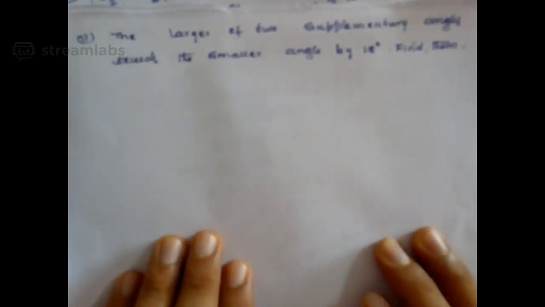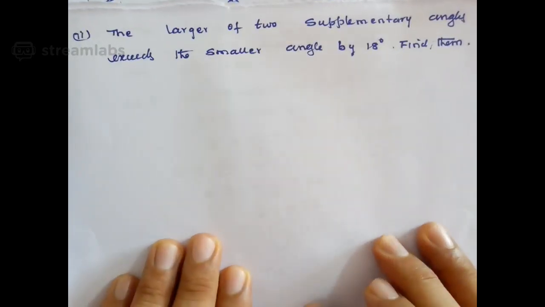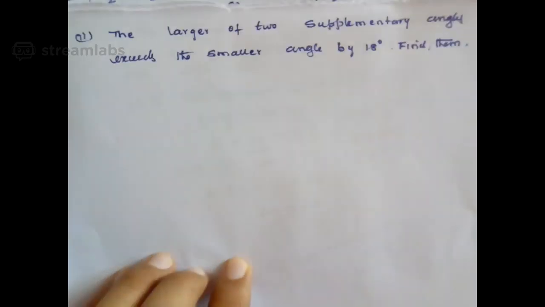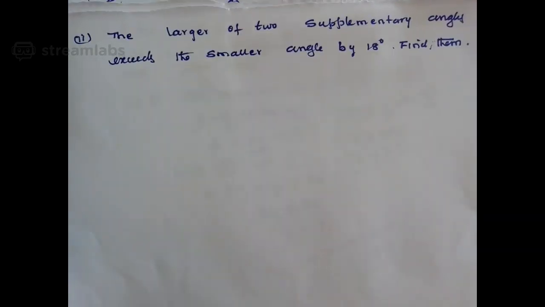Okay, next one, under third main, second problem. The larger of two supplementary angles exceeds the smaller angle by 18 degree. Find them. What do you mean by supplementary angles? If the sum of the two angles is 180 degree, they are called supplementary angles.